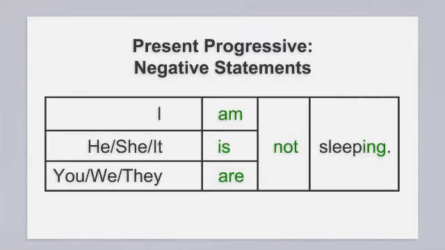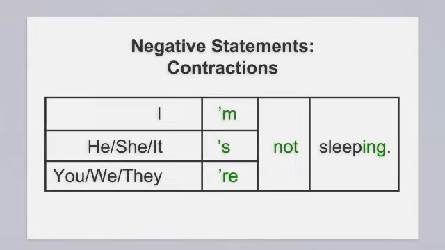For negative present progressive statements, add the word not. For example, I am not sleeping, he is not sleeping, or you are not sleeping. In speaking, we often use contractions. For example, I'm not sleeping, he's not sleeping, or you're not sleeping.